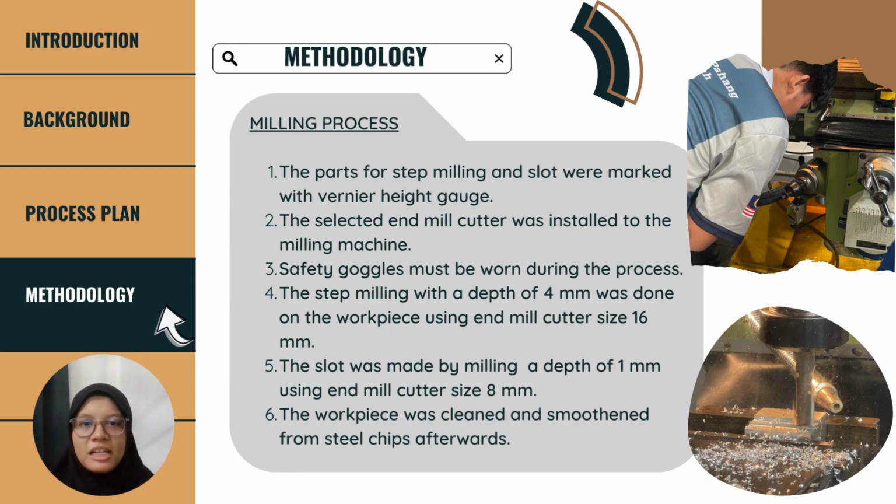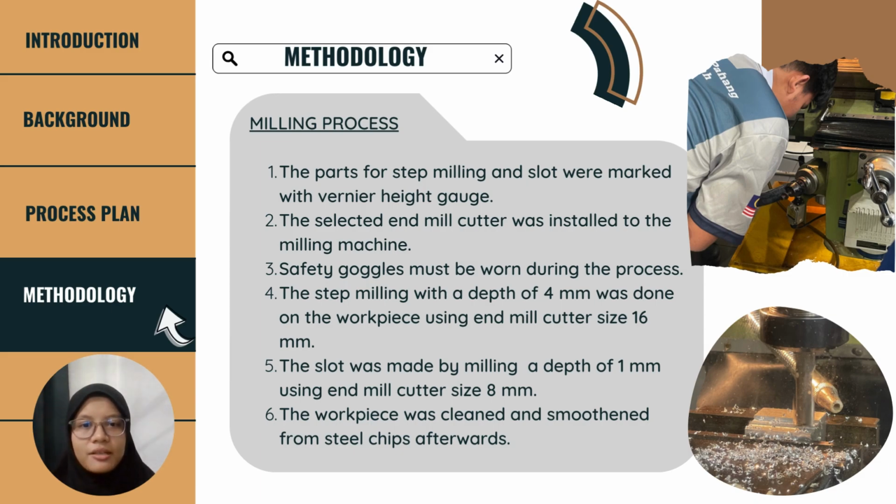Next is the milling process. In the milling process, the parts for step milling and slot were marked with a vernier height gauge. The selected end mill cutter was installed to the milling machine. Note that safety goggles must be worn during the process.